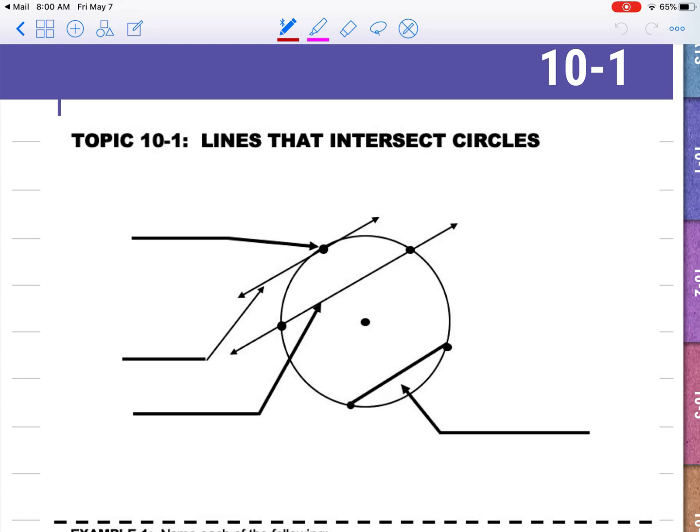The first thing that we're going to look at here is this line that I've highlighted in pink, and this is called a chord. A chord touches the circle at 2 points, but doesn't have to go through the center. It's also a segment. So underneath here, I want you to write segment to remind yourself that it's going to stop on either side of the circle, but it doesn't necessarily have to go through the center.